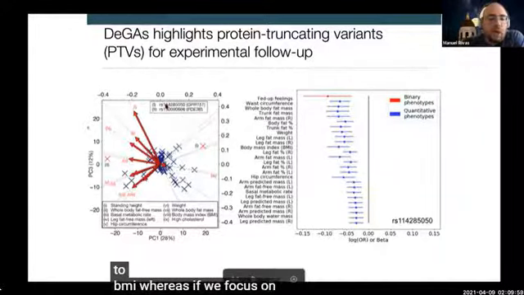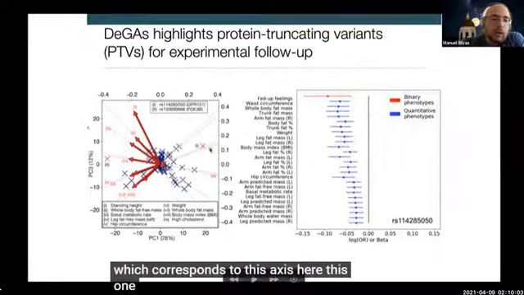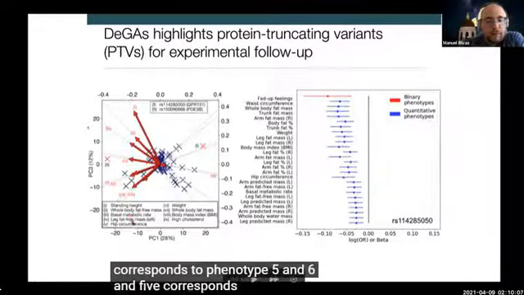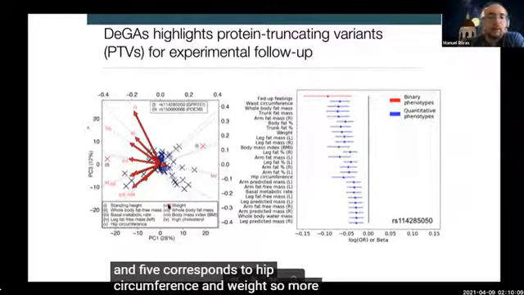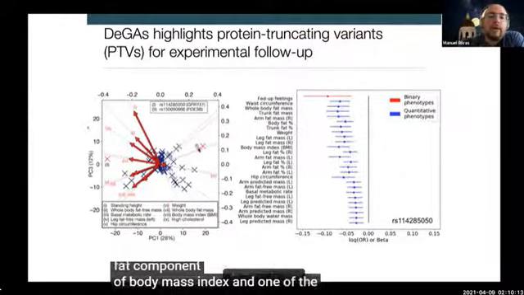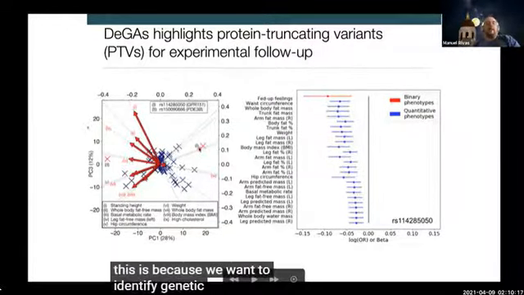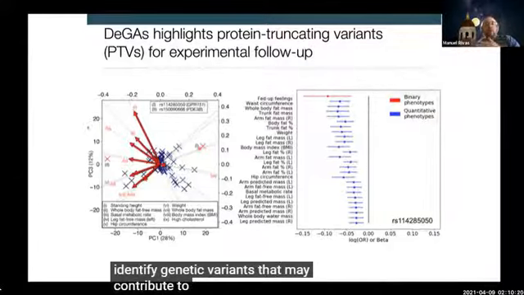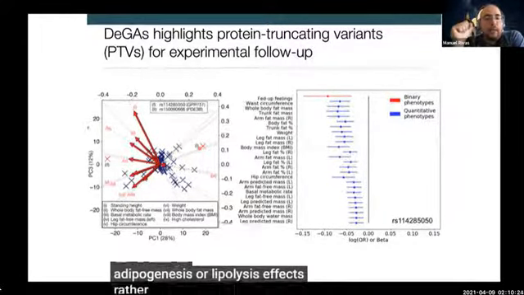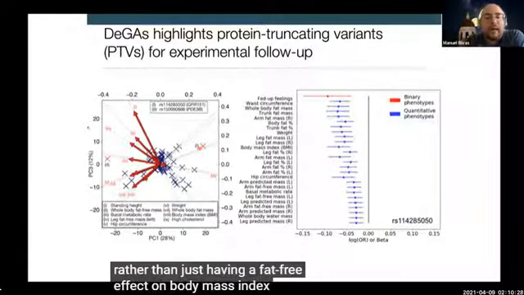Whereas if we focus on 1, which corresponds to this axis here, this one corresponds to phenotype 5 and 6. And 5 corresponds to hip circumference and weight, so more of the fat component of body mass index. And one of the reasons why we're quite interested in this is because we want to identify genetic variants that may contribute to adipogenesis or lipolysis effects, rather than just having a fat-free effect on body mass index.